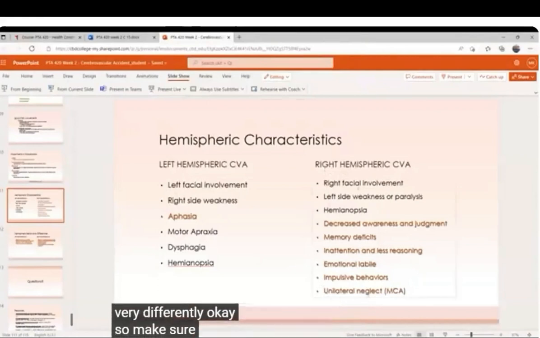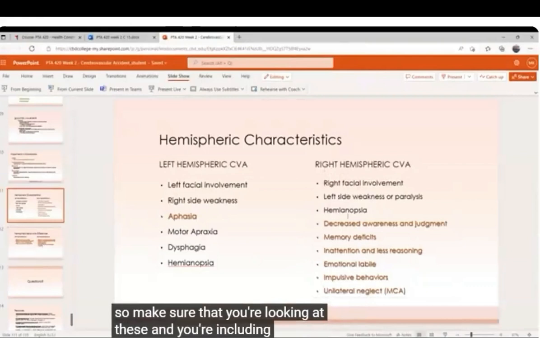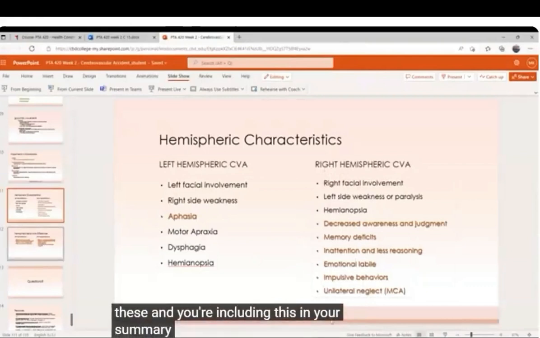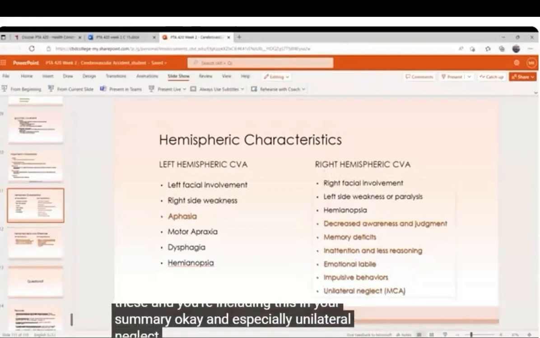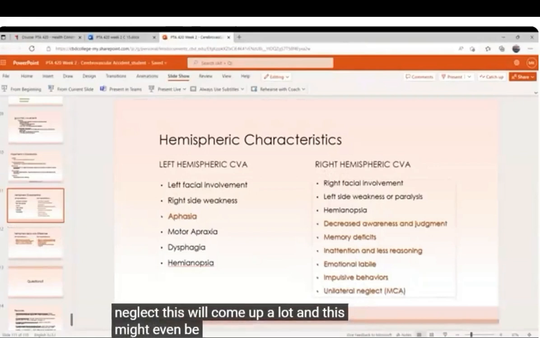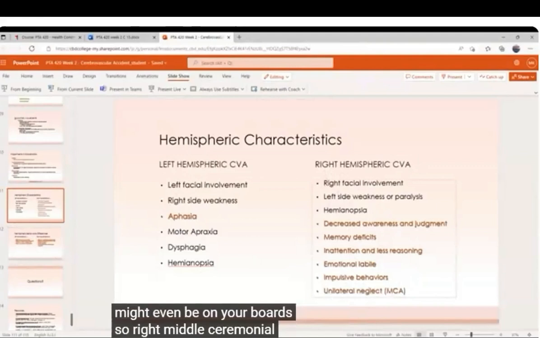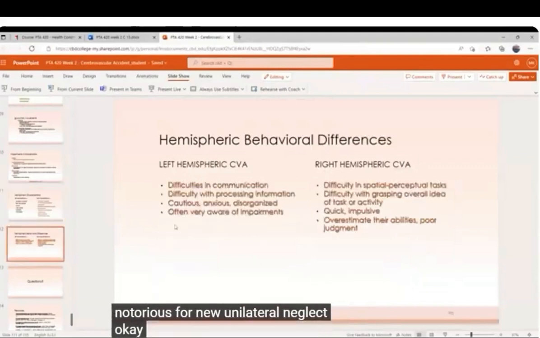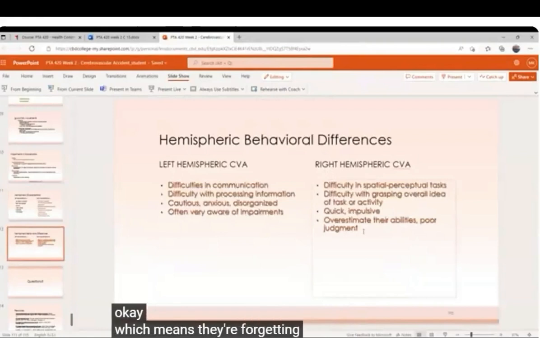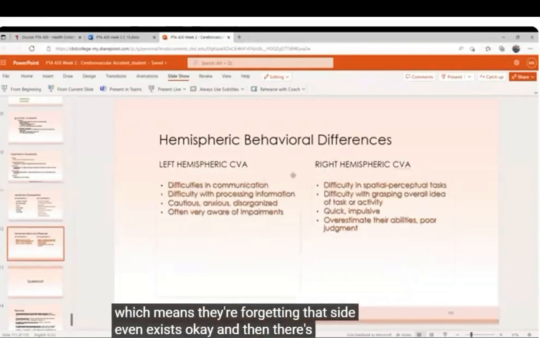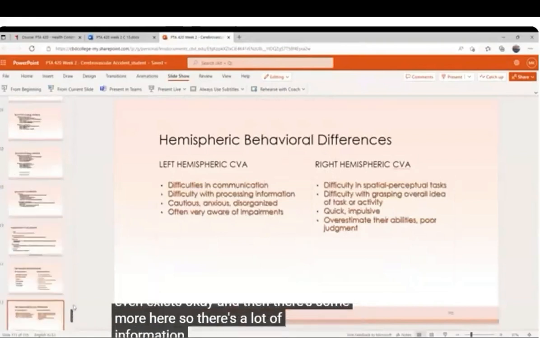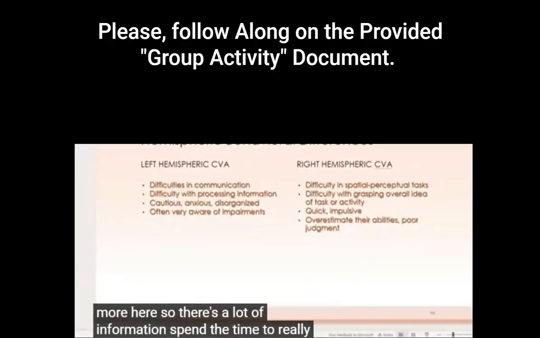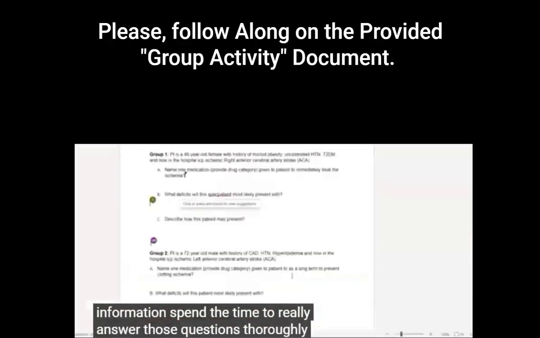Okay, so make sure that you're looking at these and you're including this in your summary, especially unilateral neglect. This will come up a lot and this might even be on your boards. Right middle cerebral artery is notorious for unilateral neglect, okay, which means they're forgetting that side even exists. And then there's some more here. There's a lot of information. Spend the time to really answer those questions thoroughly.